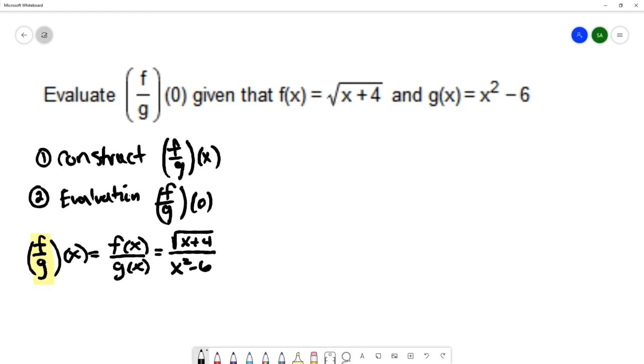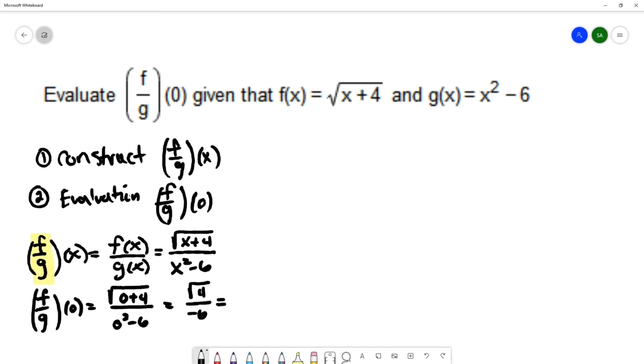So I've constructed that function, and now I want to evaluate f over g of 0. This is the square root of 0 plus 4 over 0 squared minus 6. That's the square root of 4 over negative 6. The square root of 4 is 2 over negative 6, and we can reduce this down to negative 1/3 because both 2 and 6 are even, so 2 goes into 2 once, 2 goes into 6 3 times. So we found f over g of 0 to be negative 1/3.